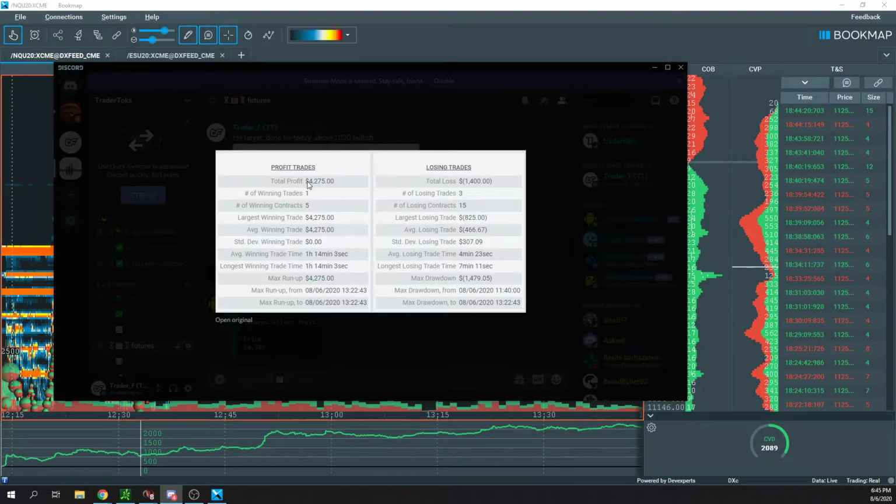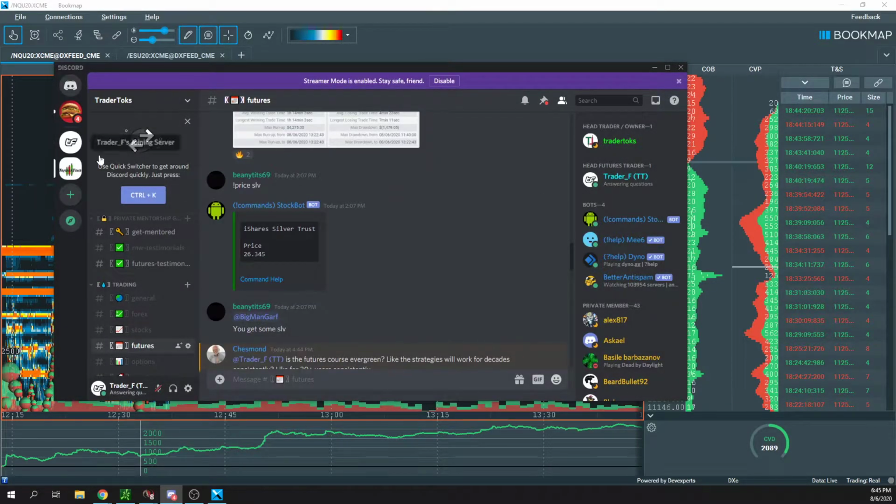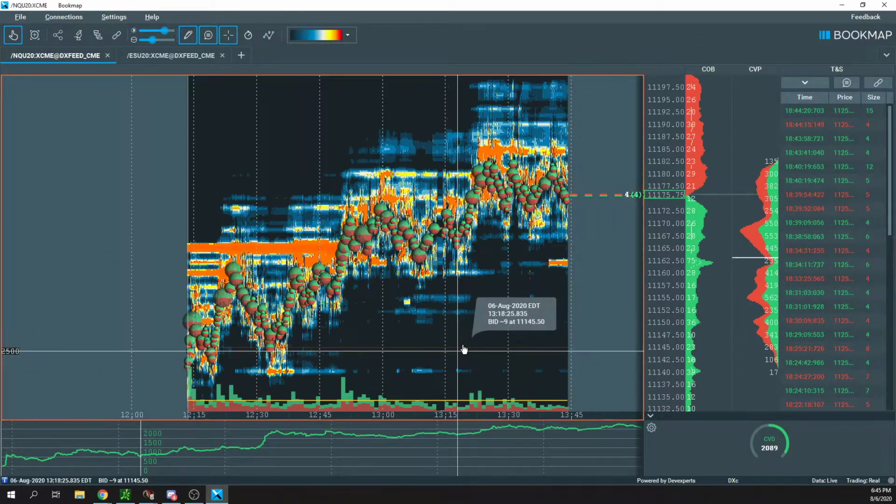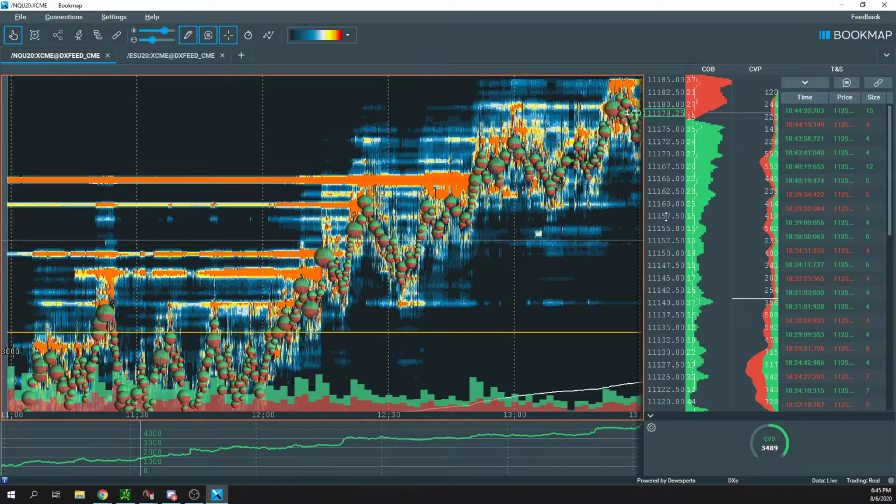And that was 4,275. I did take 3 losses before. 3 small losses, which are part of the game. Sometimes it takes me a few losses before I hit my winning trade. That's just the nature of trading. But that was pretty much it. It was a very clean trade to observe.